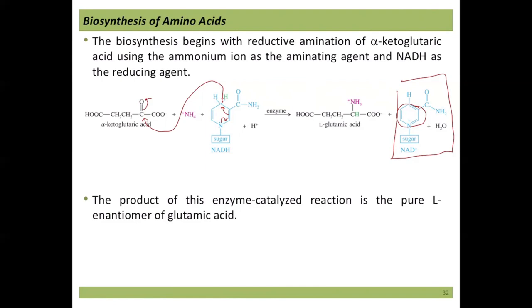And anyway, this is how we would do it biologically. And the nice thing in our bodies is they're very good at making a single enantiomer using proteins as the catalyst.